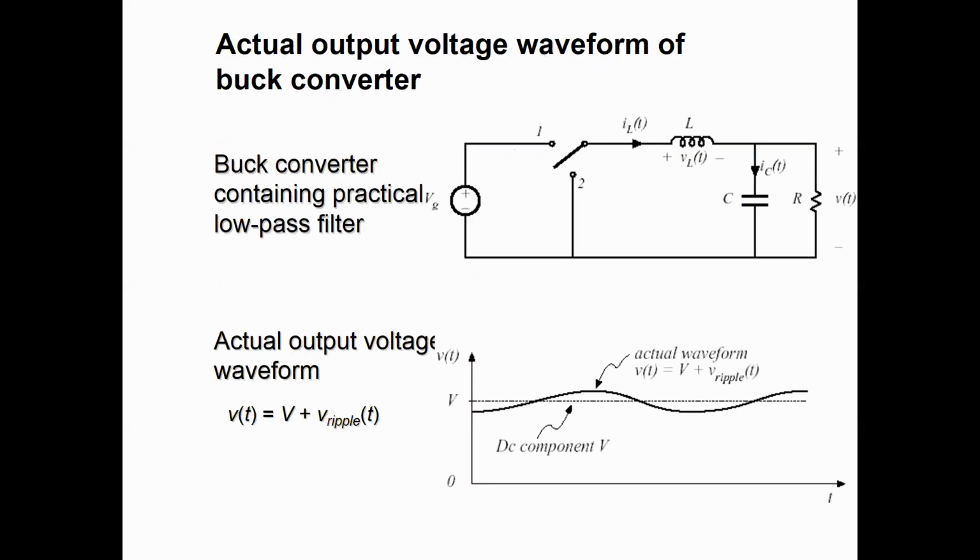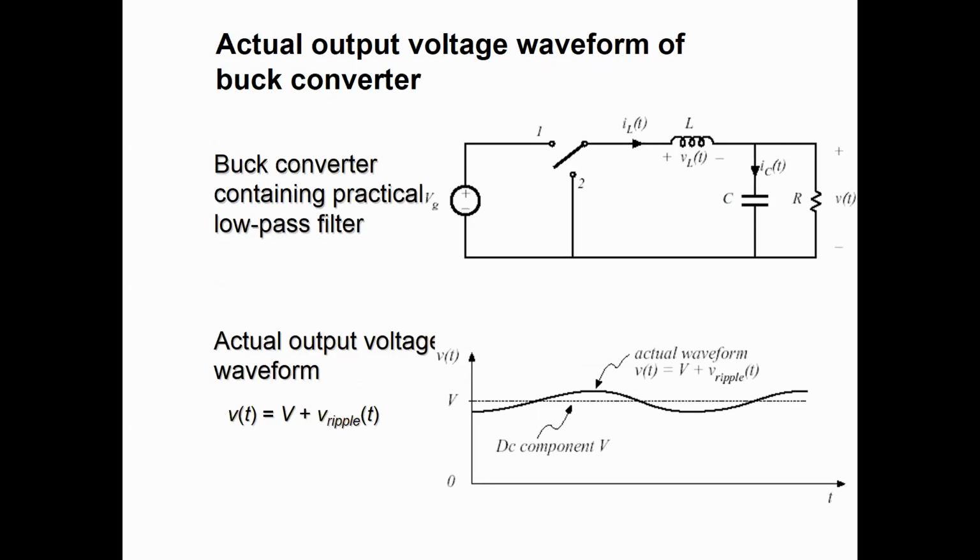So first of all, what is the actual output waveform of a buck converter? That is actually a buck converter having a low pass filter. The actual waveform is like this, shown in the figure, where the output voltage consists of the DC voltage plus some ripples. Ideally the ripples can be eliminated, but practically there are some ripples.